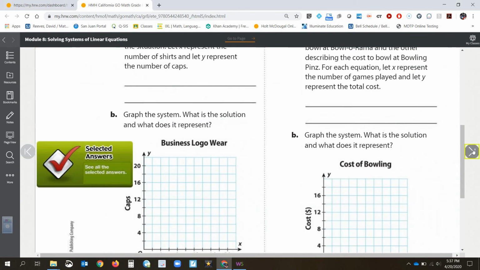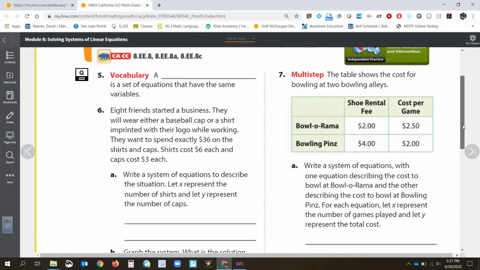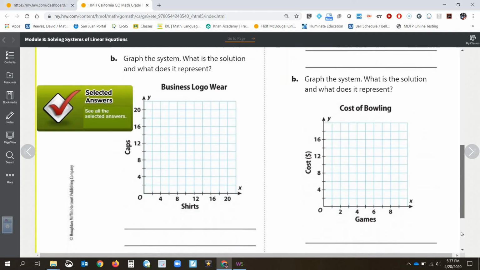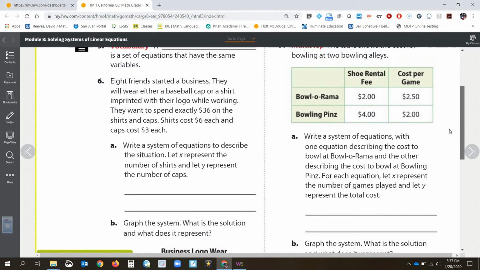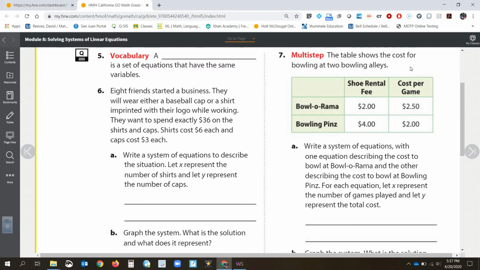This one turns out to be a problem that turns into slope-intercept form instead. So now I'm on number 7, and this is on page 235. Again, in module 8.1, number 7. It says the table shows the cost for bowling at 2 bowling alleys. We have Bowl-O-Rama that charges $2 for a shoe rental fee and $2.50 per game.